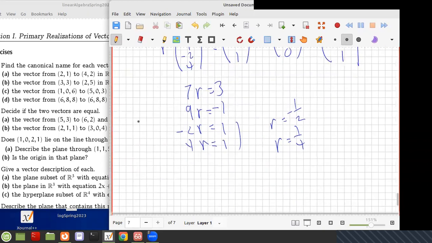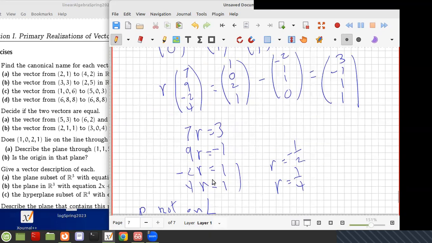So therefore, P is not on L, not on the line. Well, it's not on the line because that's already a contradiction. This is really like a linear system, but that's like 4 equations in one variable. And you notice that it's a pretty big constraint to have the point on a line. You have to have 4 equations with one variable, so it has to be very particular points to be on the line.